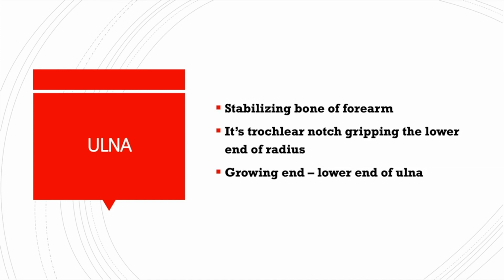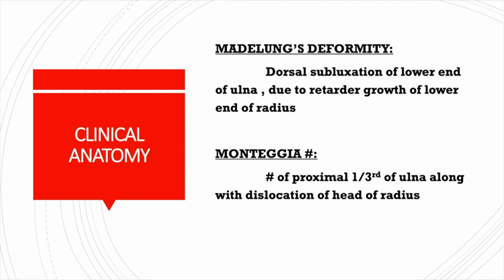Ulna, stabilizing bone of forearm, has trochlear notch gripping the lower end of humerus. Growing end is the lower end of ulna. Clinical anatomy: Madelung deformity, dorsal subluxation of lower end of ulna due to retarded growth of lower end of radius. Monteggia fracture is a fracture of proximal 1/3 of ulna along with dislocation of head of radius.